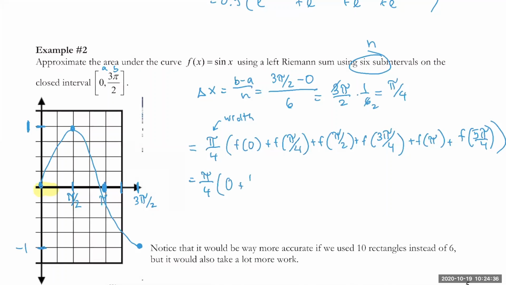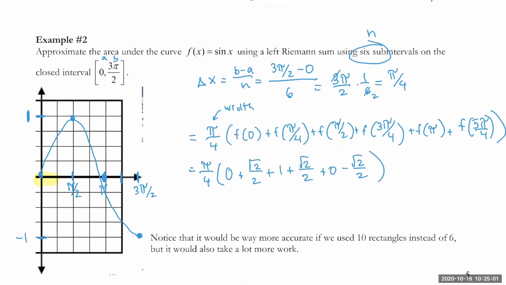Sine of pi over 4 is rad 2 over 2. Sine of pi over 2 is 1. Sine of 3 pi over 4, second quadrant, sine is positive, so rad 2 over 2. Sine of pi is 0. And then sine of 5 pi over 4, third quadrant, sine is negative there, so minus root 2 over 2. And we can leave our answer like that. Okay, so that part of it, you don't have to simplify further because that's considered algebra. If it's trig, you do it.